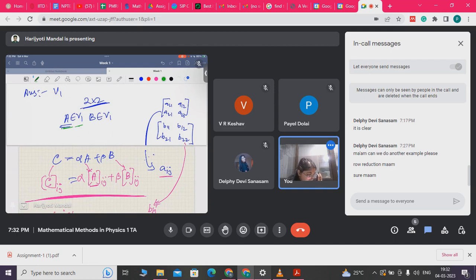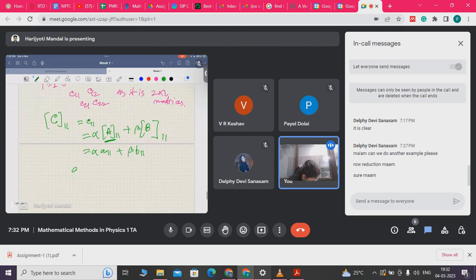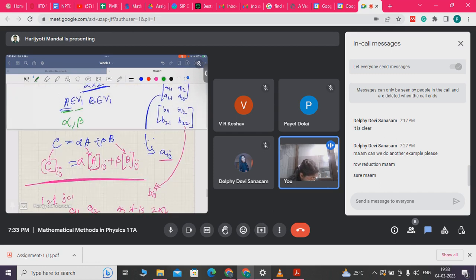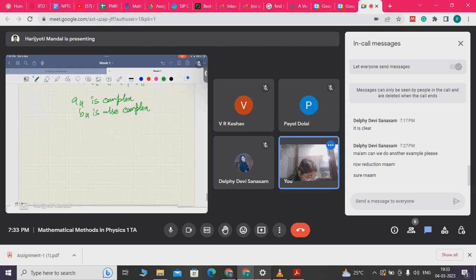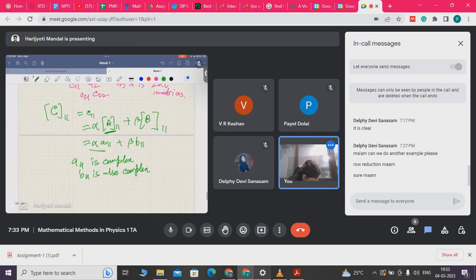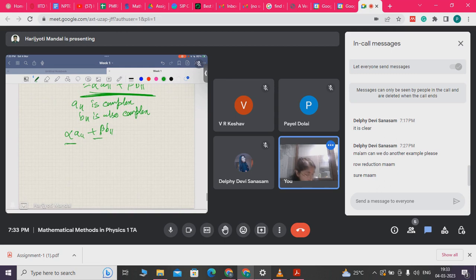We have already said that A belongs to V1. That means every entry in V1 is a complex entry. So A11 is complex, B11 is also complex, and alpha and beta we have assumed belong to C. C is a vector space, and it is also made a scalar field.